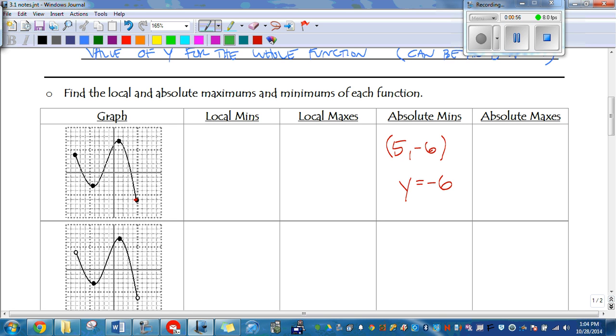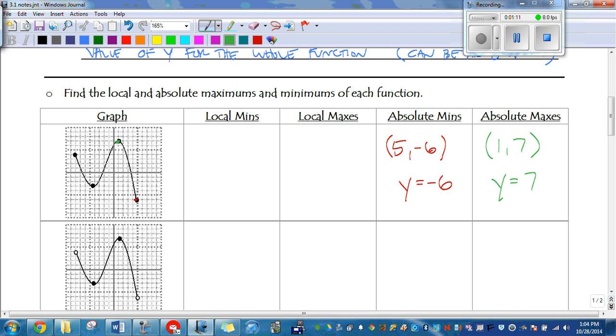Now, an absolute maximum, the highest point on the graph, would be right here, and that occurs when x is 1 and y is 7. So again, you can write it either way, the ordered pair or just y equals 7.